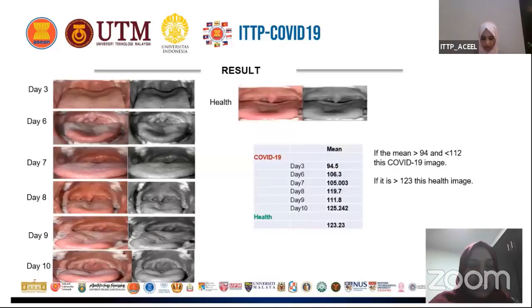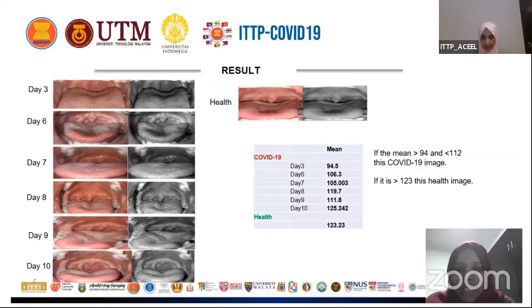As we can see here, this is the result for all the COVID-19 images and the healthy image after image pre-processing and image enhancement, and then we extracted the data using histogram analysis. As you can see in this table, which illustrates the data we took from histogram analysis, from this result we can say that if the mean is more than 94 and less than 112, this is a COVID-19 image. And if it is more than 123, this is a healthy image.